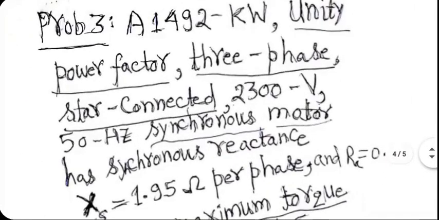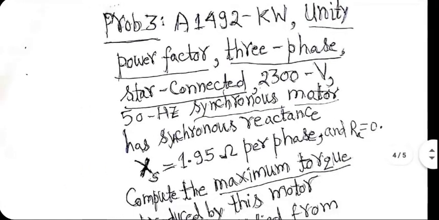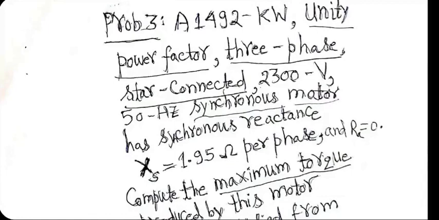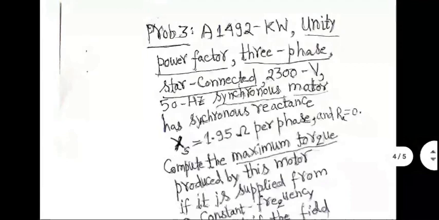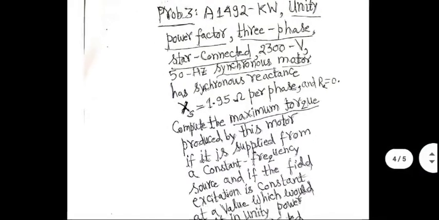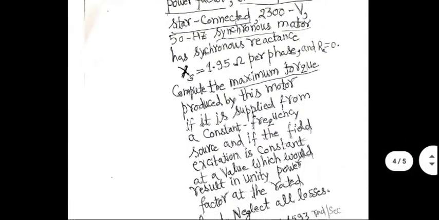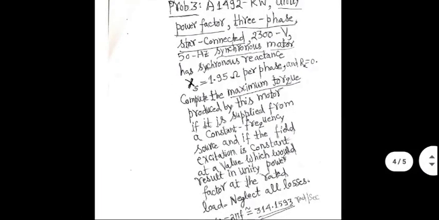A 1492 kilowatt unity power factor, three-phase. Now three-phase is mentioned. Star-connected, 2300 volt, 50 hertz synchronous motor. We are back to a synchronous motor. It has synchronous reactance XS equal to 1.94 ohm per phase, and RA, armature resistance, equal to 0. Compute the maximum torque produced by this motor if it is supplied from a constant frequency source, and if the field excitation is constant at a value which would result in unity power factor. Essentially, what they're saying is unity power factor is involved. Neglect all losses.